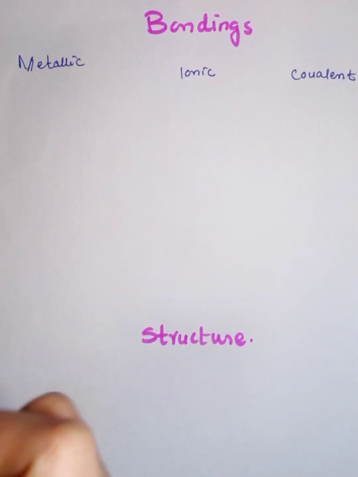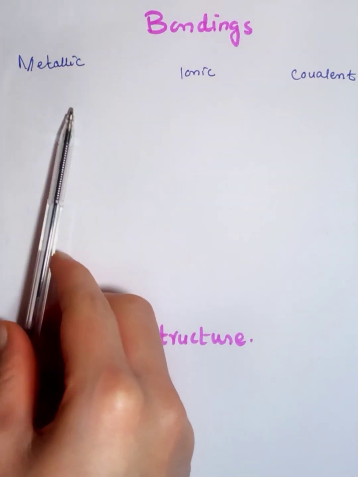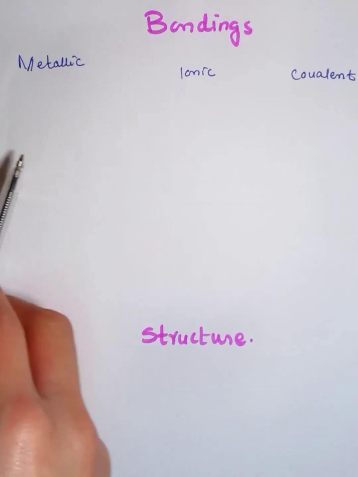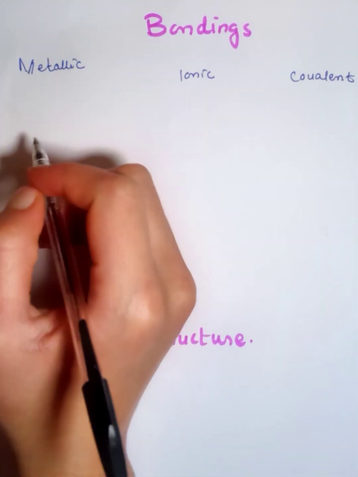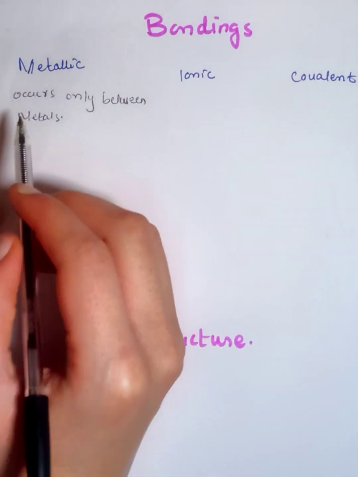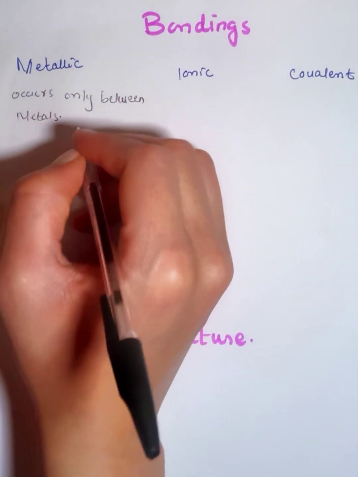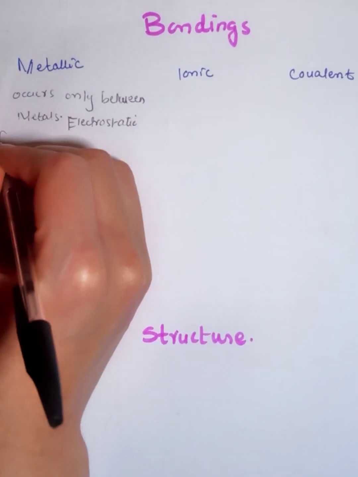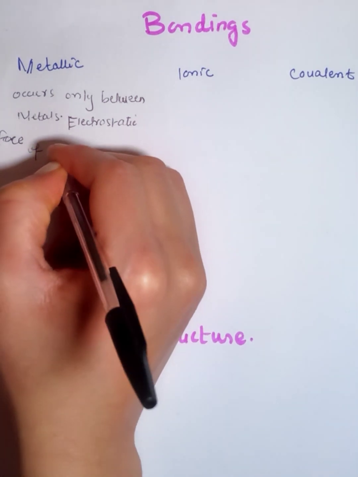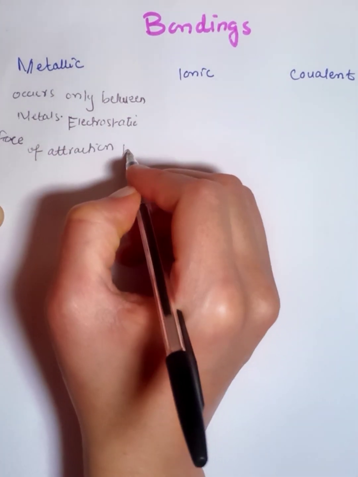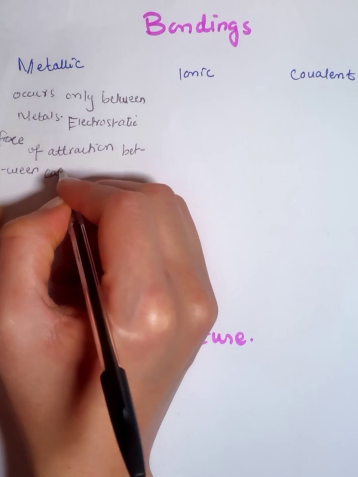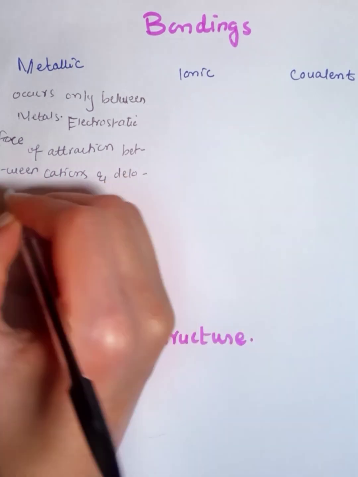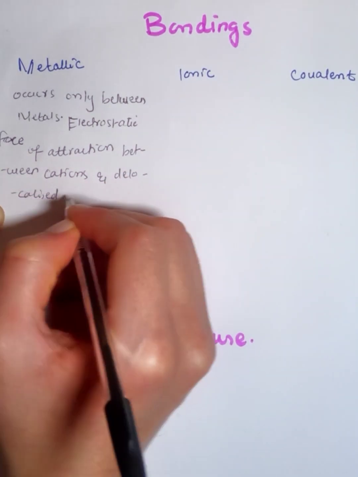What you need to know about metallic bonding is that it only occurs between metals, not between a non-metal and a metal. It only occurs between metals, just metals. Metallic bonding is the electrostatic force of attraction between cations and delocalized electrons.